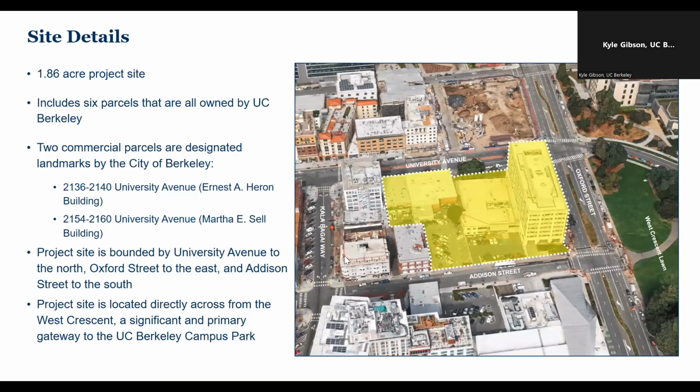The project site is just under 2 acres and comprises 6 parcels highlighted in yellow that are all owned by UC Berkeley. The project site is bounded by University Ave to the north, Oxford Street to the east, and Addison Street to the south. And you can see the green lawn of the campus park, West Crescent lawn, to the right, to the east.